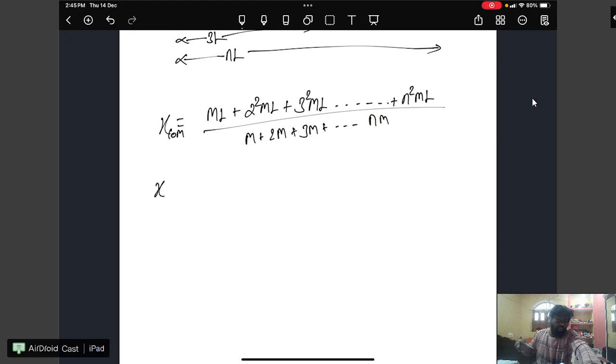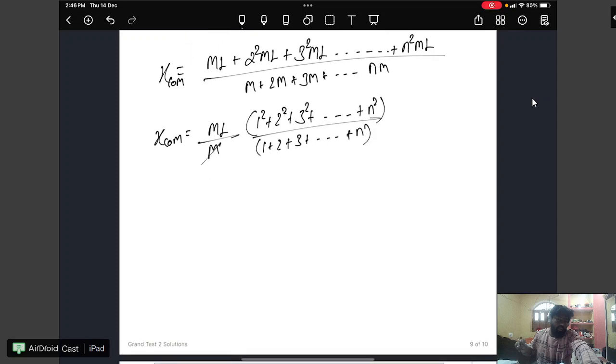Now the center of mass: ML common, M common in numerator and denominator. 1 square plus 2 square plus 3 square, and so on up to N square, divided by 1 plus 2 plus 3 and so on up to N. M and M cancel. Center of mass is L multiplied by N into N plus 1 into 2N plus 1 by 6, divided by N into N plus 1 divided by 2.